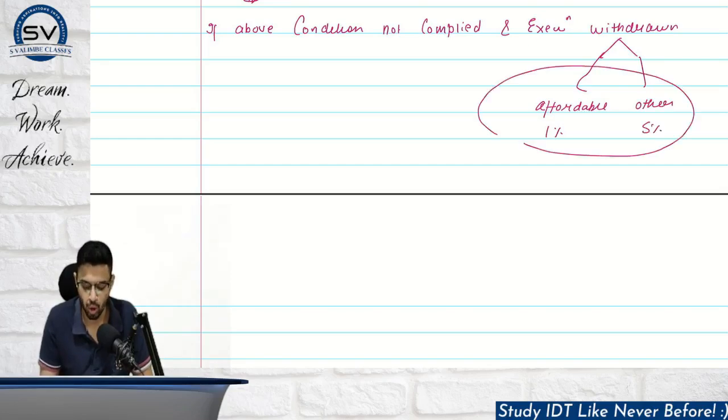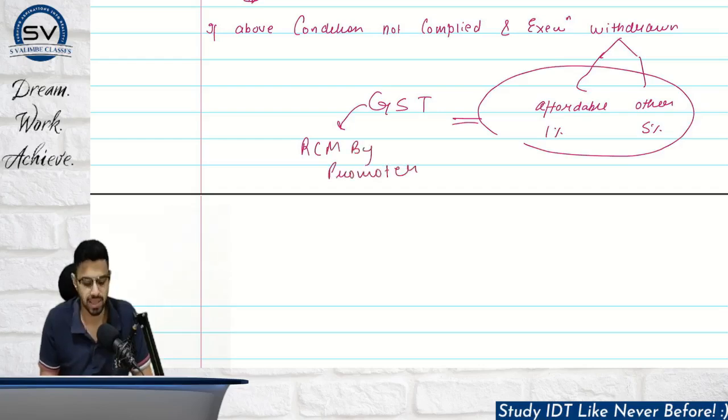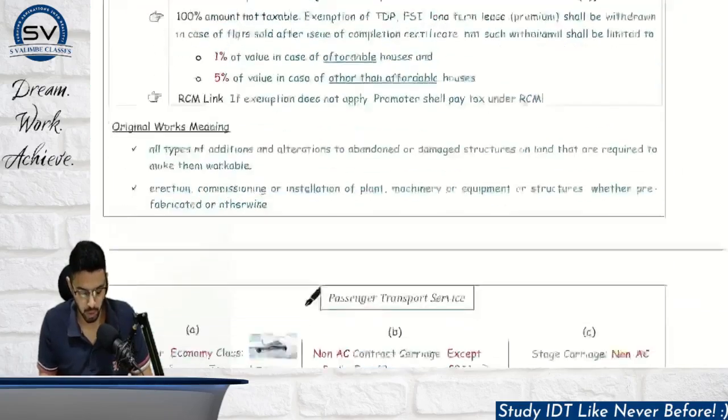On 1% and 5%, GST will be calculated, and this GST will be paid under RCM basis by the promoter. I have linked the RCM provisions as well. Hope this is clear. You can give this a read. It will be absolutely clear.